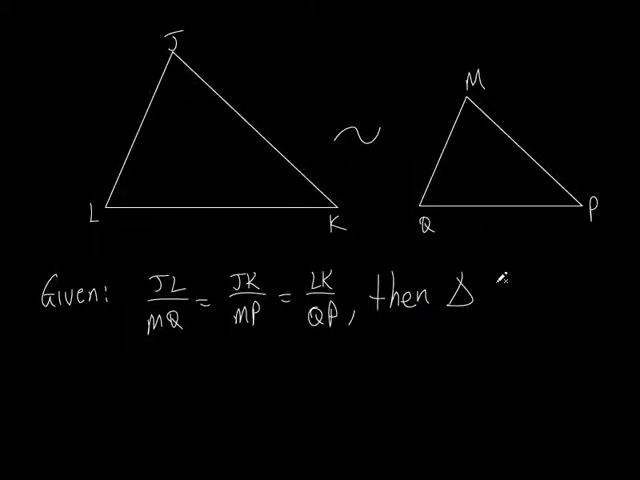So we'll call it triangle JLK. If I went JLK, then I have to go MQP. Alright, so that might not have made much difference to you, but I feel a little bit better about doing that because that's going to help us with the next thing. So let's go on to the next thing.